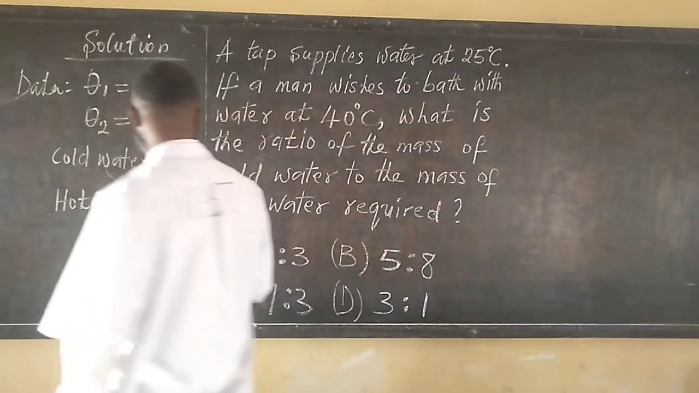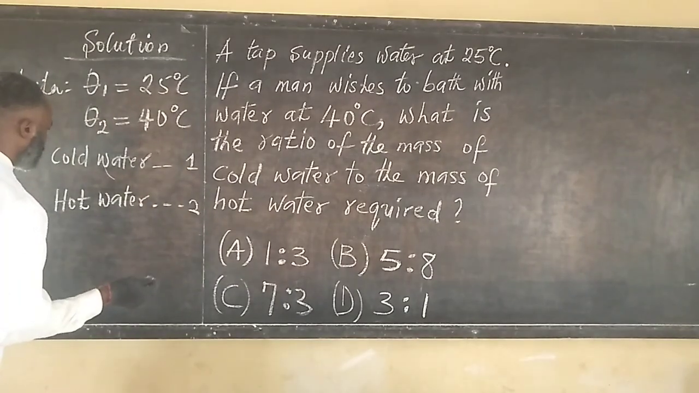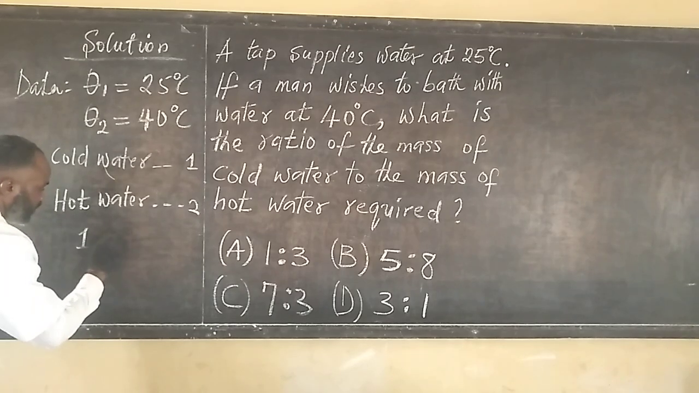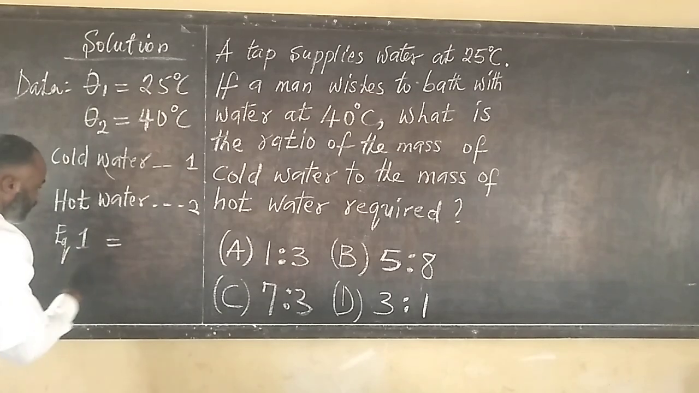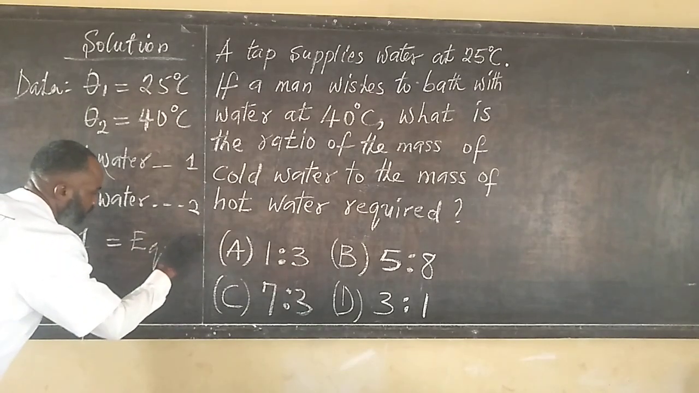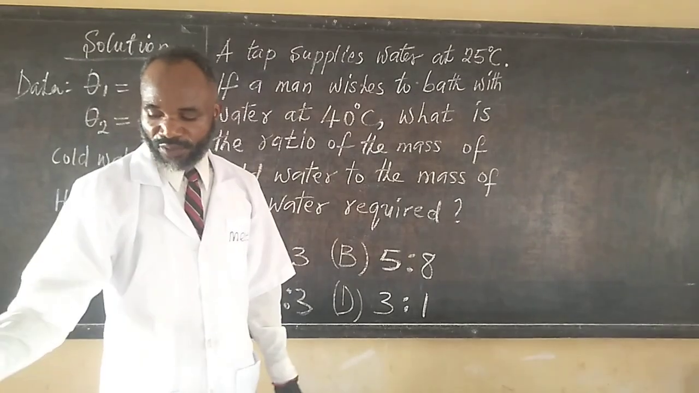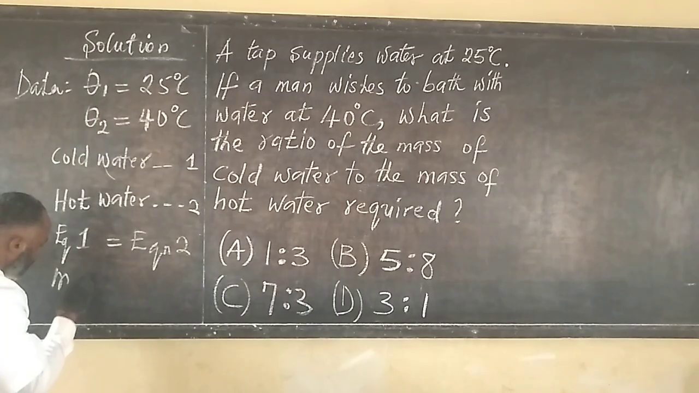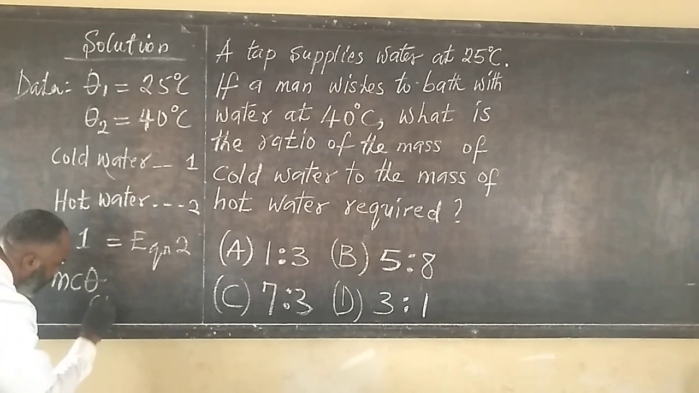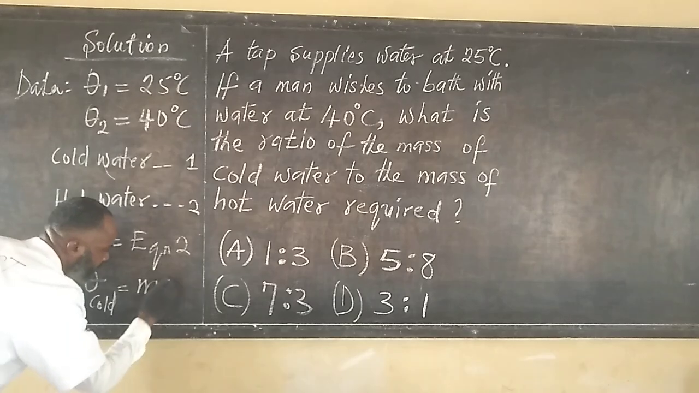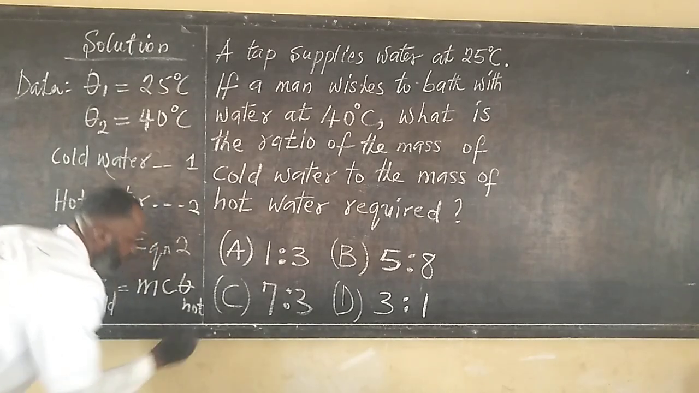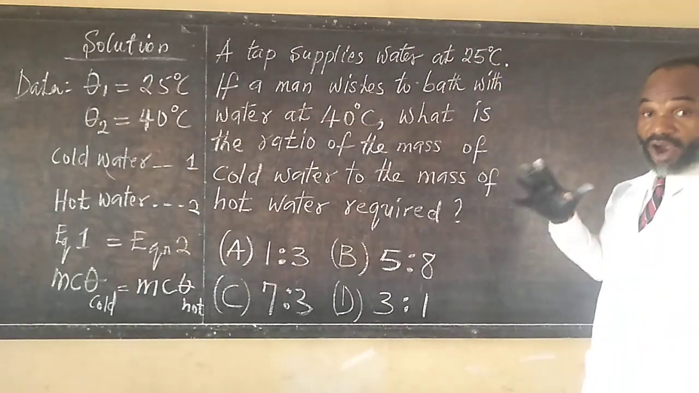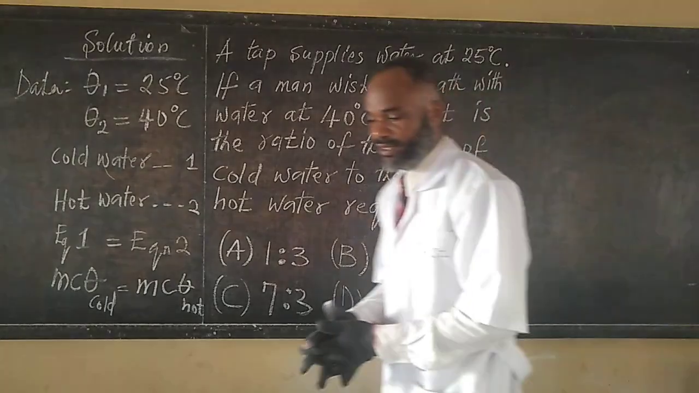Equation 1 is equal to equation 2. Equation 1 is when the water is cold, and that is MC theta cold, which is equal to MC theta hot, when the water is hot. Take notes. With that we can solve.